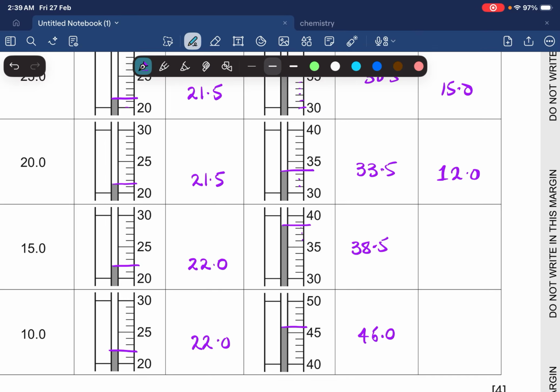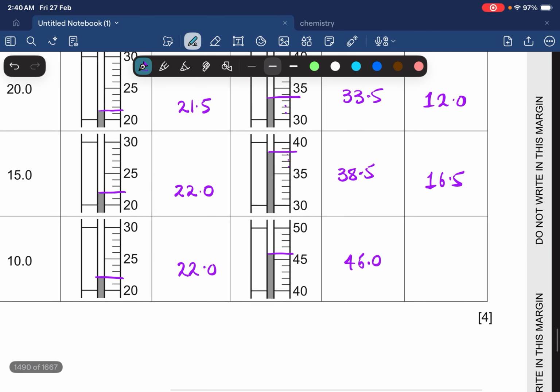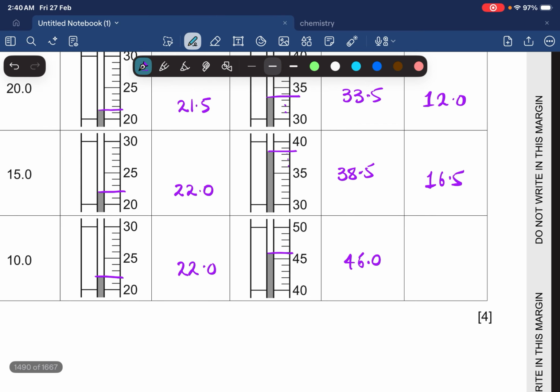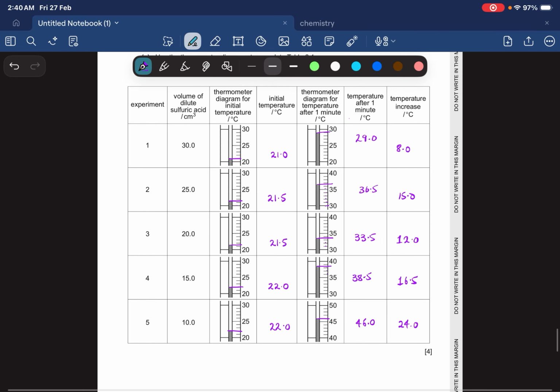38.5 minus 22.0, and you're gonna get 16.5. And then 46 minus 22, and you're gonna get 24.0. Okay, so we're gonna see what kind of results we are getting.